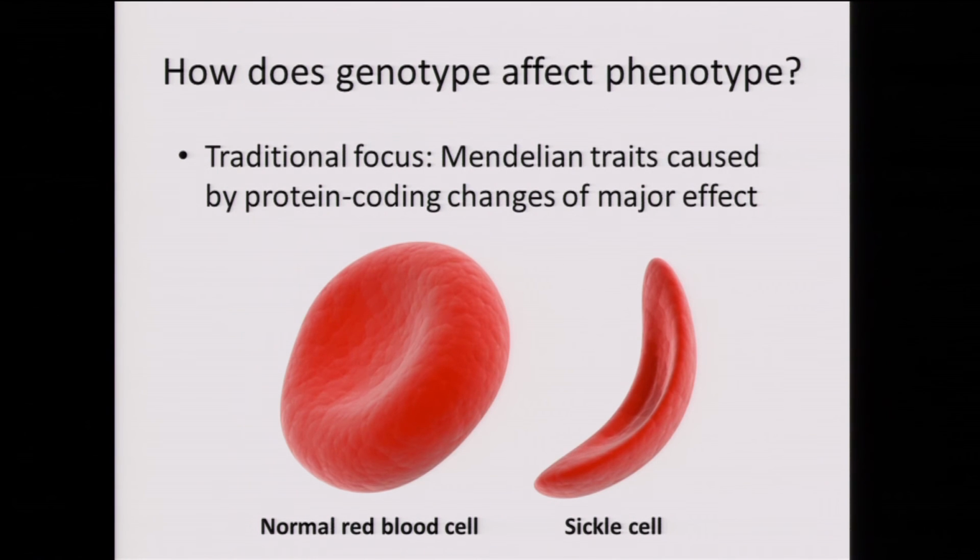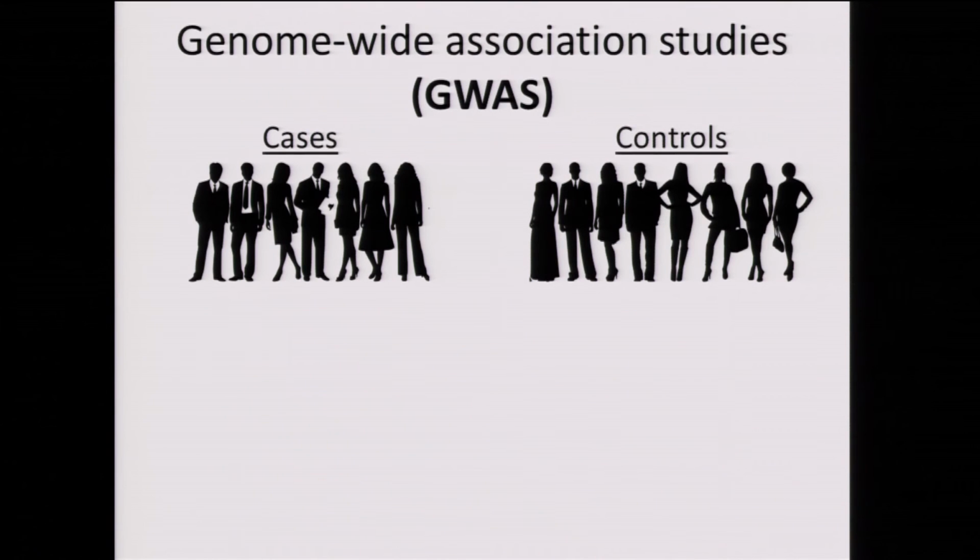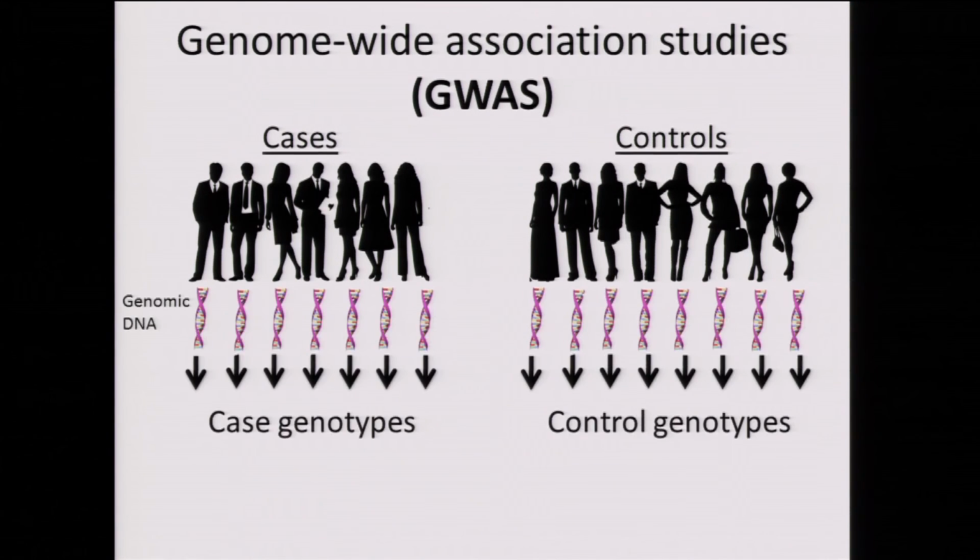Now, in the past 10 years, our ability to associate genotype with phenotype has been transformed by genome-wide association studies, or GWAS. In these studies, you take thousands of different humans, and you classify them into cases who have a certain trait and controls who don't. Then you genotype each of these individuals at a few million SNPs around the genome, and you compare the allele frequencies between these two groups.